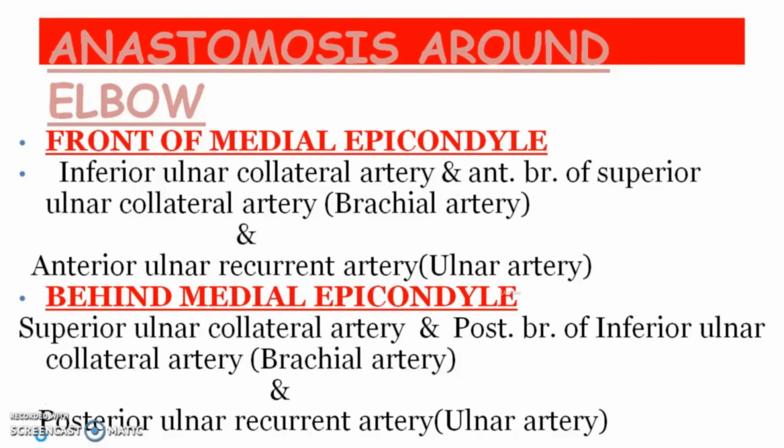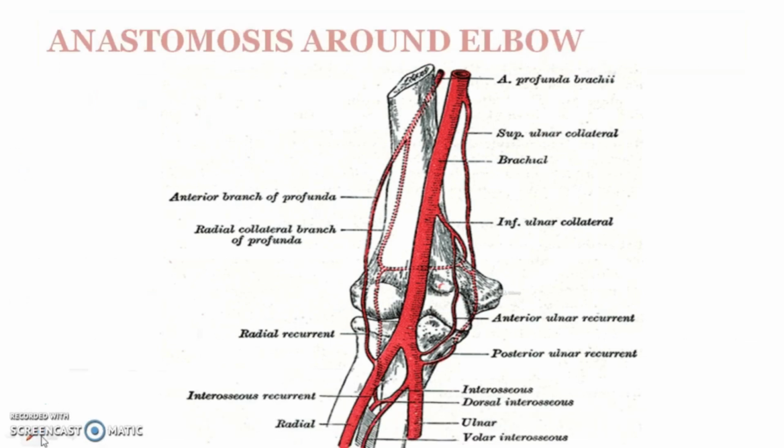Now we will look at the anastomosis happening in front and behind the medial epicondyle in an image. So here you can make out, this is the medial aspect and this is the lateral aspect. In the medial aspect, we have the superior ulnar collateral artery here and this is the inferior ulnar collateral artery. These two are branches of the brachial artery, which divides into radial and ulnar artery. From the ulnar artery we get two branches arising medially: the first branch you are seeing is the anterior ulnar recurrent artery and the second branch we call the posterior ulnar recurrent artery.